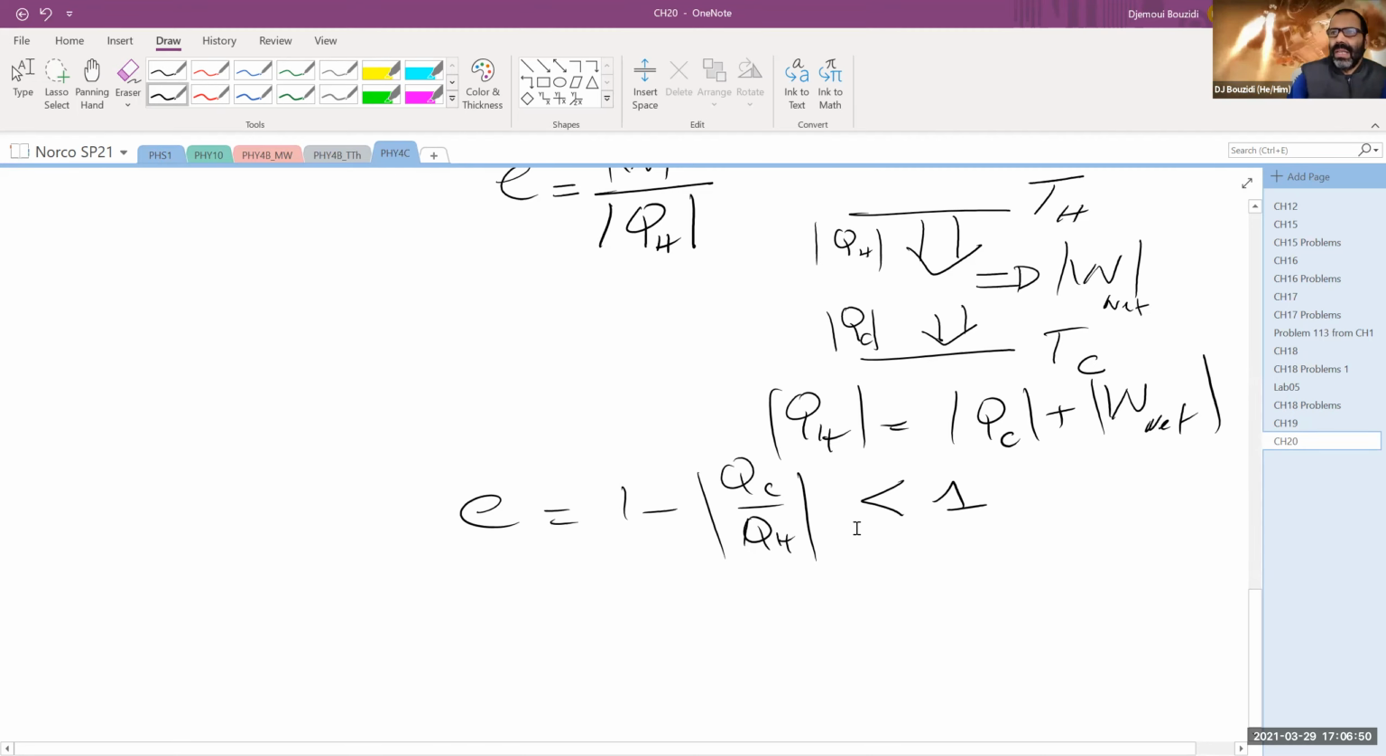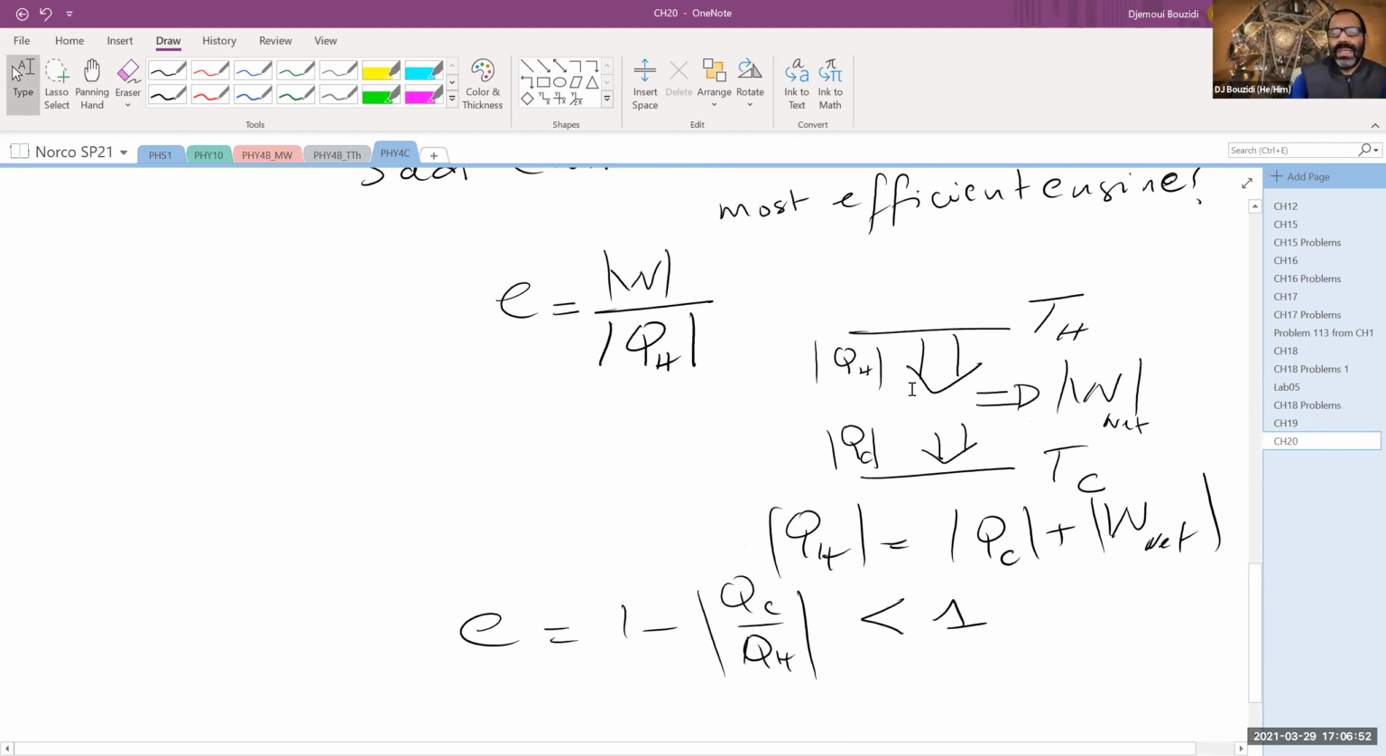So actually, what I'm saying here is the second law of thermodynamics, that heat does not spontaneously travel from a cold source to a hot source. I mean, it can travel the other way, that's fine, but not spontaneously on its own without help.